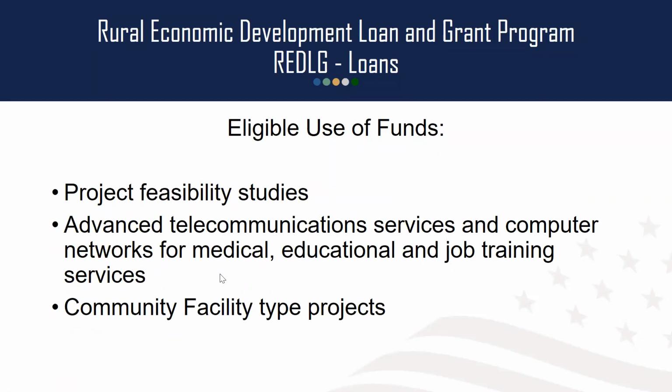Another eligible use is project feasibility, as well as CF type projects. So there's opportunity for us to work collaboratively with some of our sister agencies within Rural Development, such as CF and such as Rural Utilities. So let's go to the next slide.